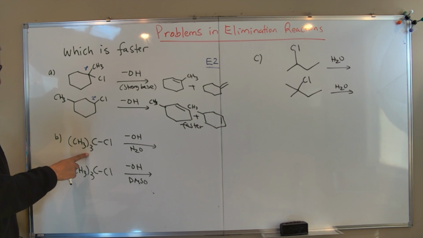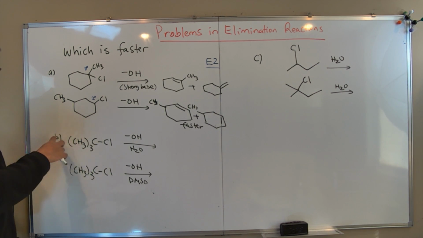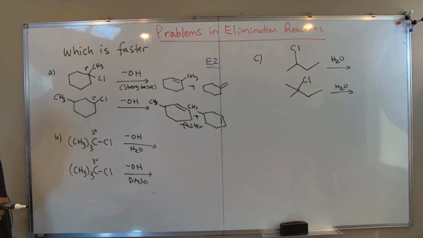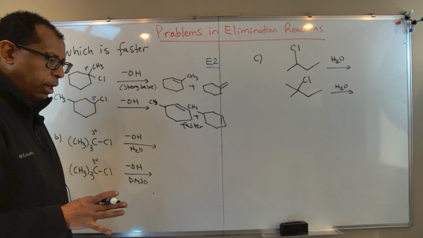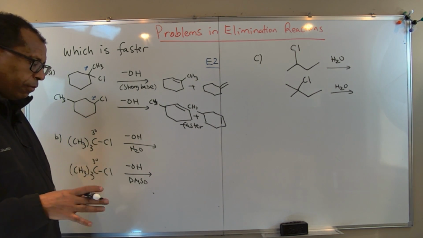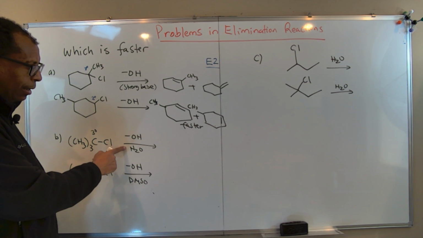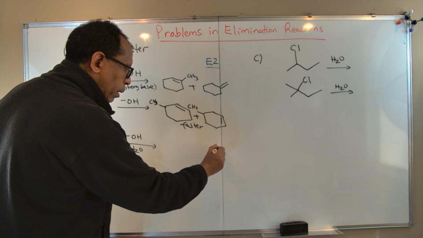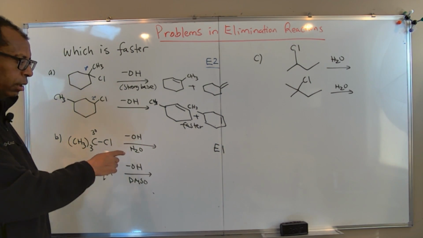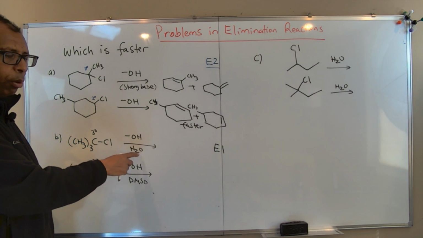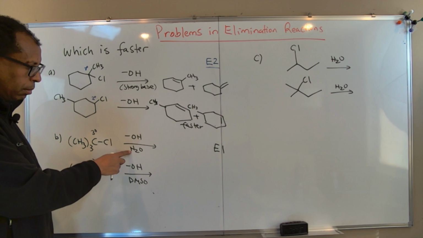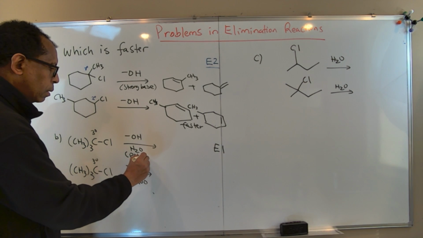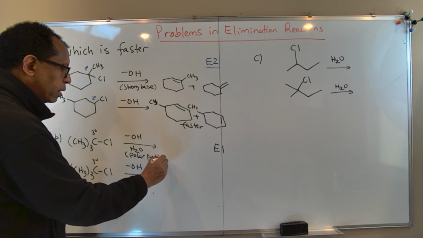Here you have a tertiary butyl chloride. This is tertiary and this is tertiary. Both are the same. But the only difference here, if you look closely, be careful, this favors an E1 mechanism. Okay? This is E1 because the base is weaker in a polar protic solvent. This is a polar protic solvent.